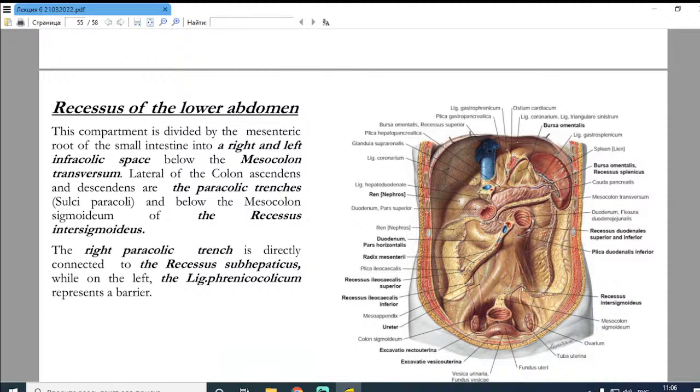Of the recessus, we see the recessus intersigmoideus. The right paracolic trench is directly connected to the recessus hepaticus, while on the left the ligamentum phrenicocolicum represents a barrier.